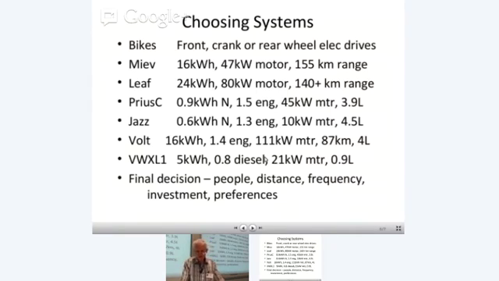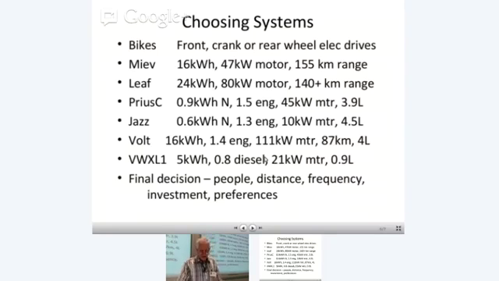A 1.4 engine, as far as the petrol power is concerned, with a 111 kilowatt electric motor in it, and that does make a claim that it can actually drive in electric mode for 87 kilometres. And if you run it further than that, you're looking at somewhere around 4 litres per 100.